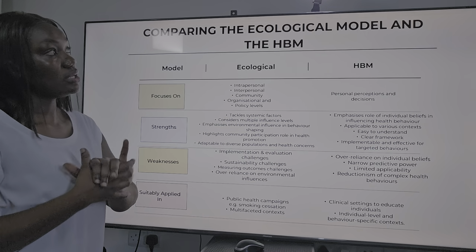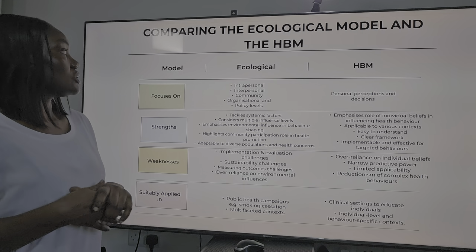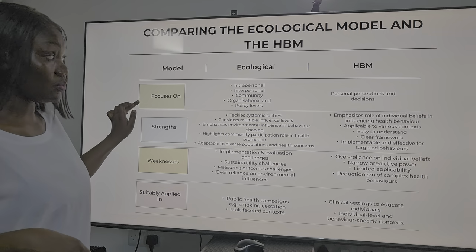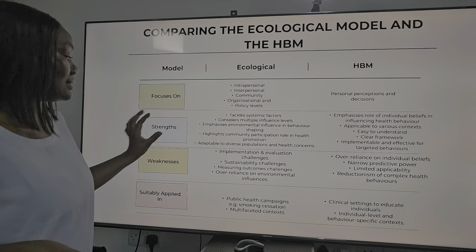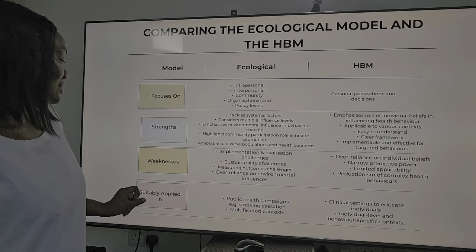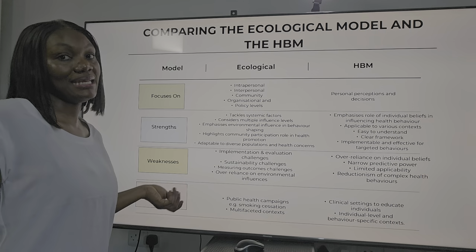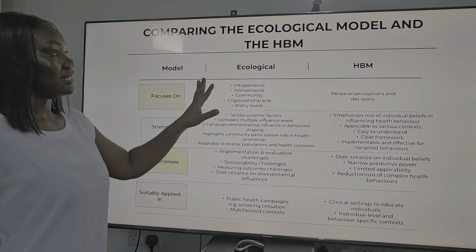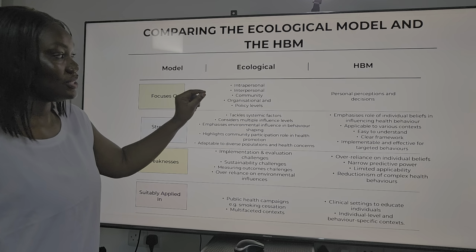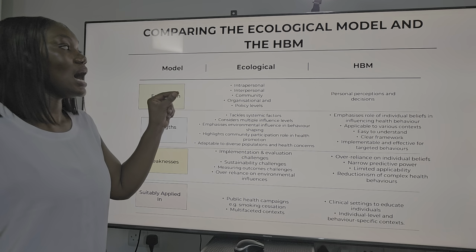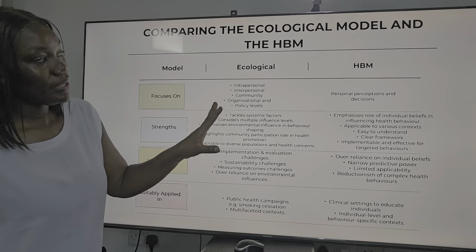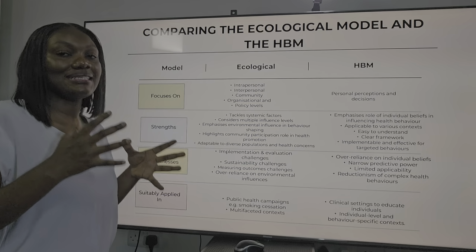So we're going to be comparing the ecological model and the HBM model. We're going to look at what each model focuses on, the strengths of both models, the weaknesses of both models, and the suitable applications of both models. So the ecological model focuses on the intrapersonal, interpersonal, community, organization, and policy levels, while the HBM focuses on personal perception and decision.